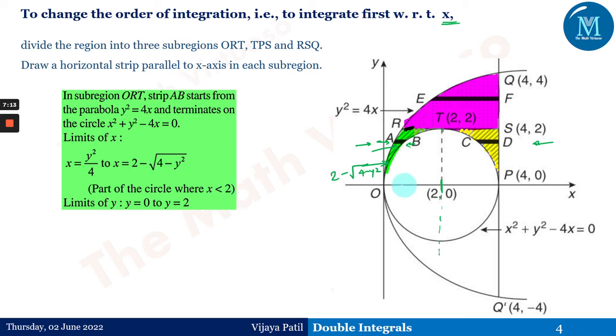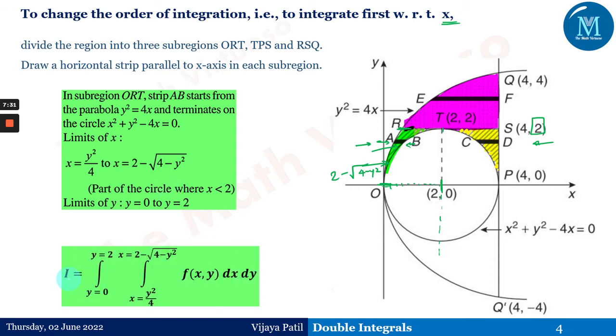So it's very simple to understand where x is moving less than 2. The limit of y is moving from y equals 0 to this point where y equals 2, and therefore 0 to 2 is the limit for y. This particular integral, just a part I1, is nothing but integration y equals 0 to 2, integration from x equals y square by 4 to 2 minus square root of 4 minus y square, f of x comma y dx dy. This is just the first region, which is the green region.